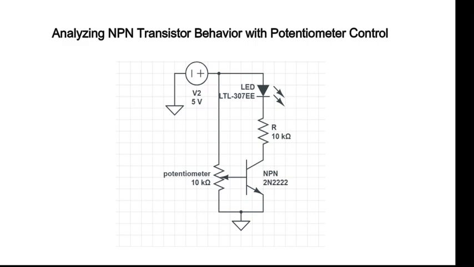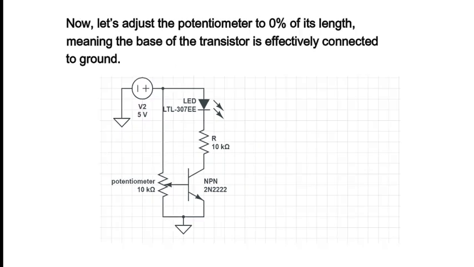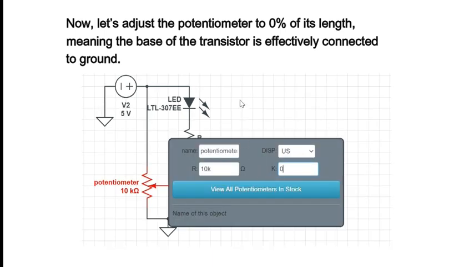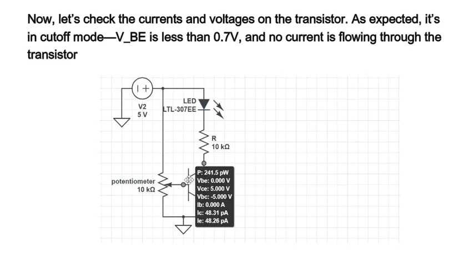This circuit is great for simulating and analyzing the transistor's behavior in different operation regions by adjusting the values of VBE and VCE. Now let's adjust the potentiometer to 0% of its length, meaning the base of the transistor is effectively connected to ground. Now let's check the currents and voltages on the transistor. As expected, it's in cutoff mode, VBE is less than 0.7 volts, and no current is flowing through the transistor.